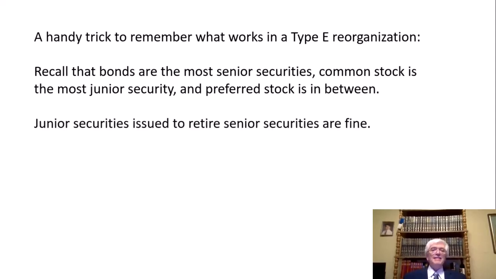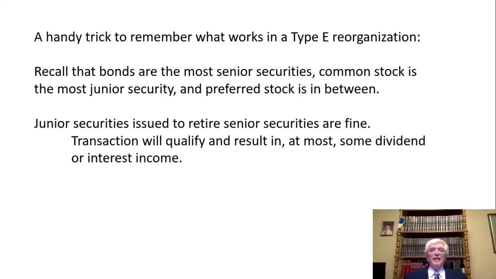Okay, so keep that in mind and then say if junior securities are issued to retire senior securities, that's fine. When you retire the seniors and replace them with juniors, that's normal. And the older I get, the less normal that feels. But it is. It's normal for seniors to retire someday and juniors to replace them. And so if you retire the senior securities like bonds and preferred stock, replace the bonds with preferred or common stock, replace the preferred stock with common, that's fine. It qualifies, and at most you're going to maybe have some dividend or interest income for the portion of the junior securities issued to pay for dividends in arrears or unpaid interest. Otherwise, it qualifies as a Type E, no problem.